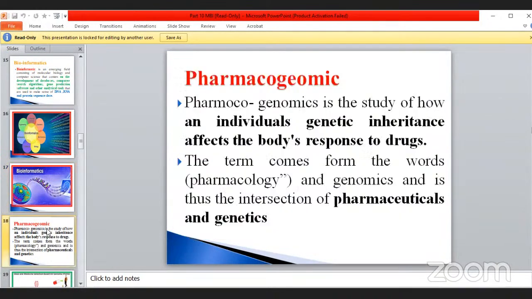The next one is very, very important, my dear. Bioinformatics is also used in pharmacology. That's why it is called pharmacogenomics.